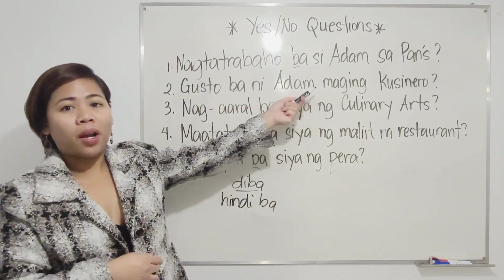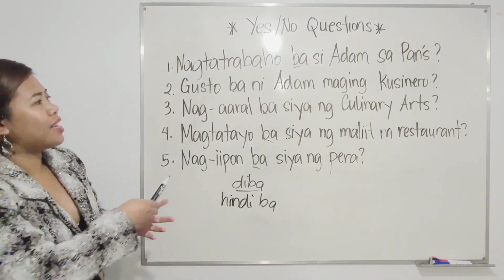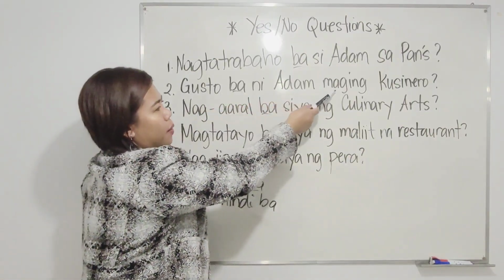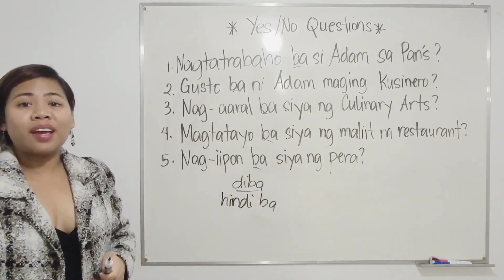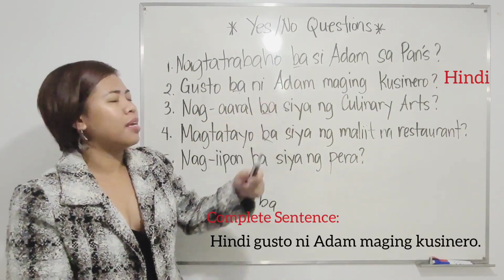Maging is to become. Kusinero is cook. So what is this in English? Does Adam want to become a cook? The answer is hindi, right? So you'd say, hindi gusto ni Adam maging kusinero.